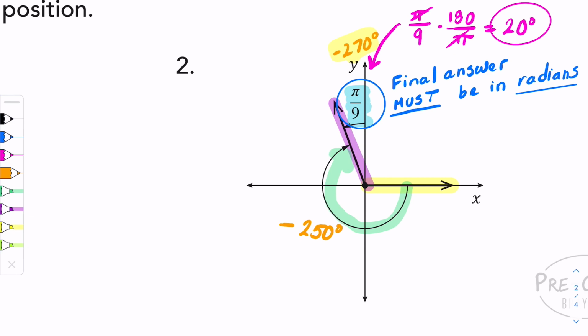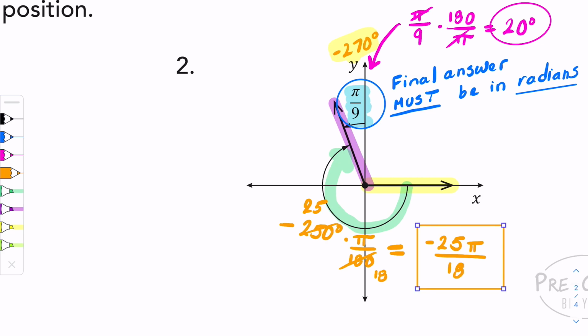But I'm not done because my final answer needs to be in radians. So now I'm going to multiply this by pi over 180. Multiplying this by pi over 180, the only common factor I have is 10. 10 goes into 250, 25 times. 10 goes into 180, 18 times. So my solution in radians is negative 25 pi over 18. That's my final answer. And above it, I'm just going to list that it was negative 250 degrees.